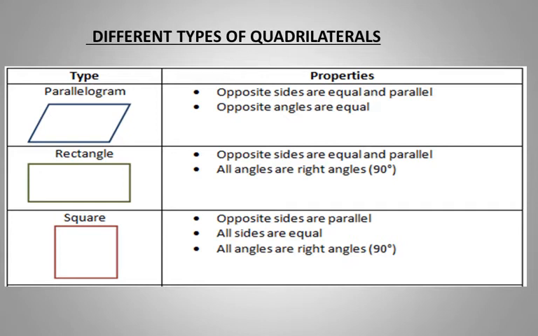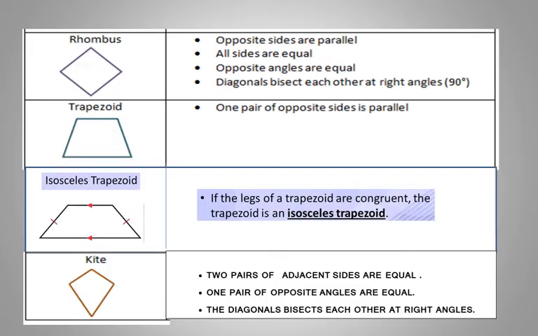So what is the second property of a rectangle? In a rectangle, all the angles are right angles, meaning all the angles are 90 degrees. This you all know already. We are only revising it. Next one, square. In a square, the opposite sides are parallel and all the sides are equal. The next property is that all angles of a square are right angles, same as a rectangle. The next quadrilateral is rhombus. In a rhombus, the opposite sides are parallel, all the sides are equal, and the opposite angles are equal. Then the diagonals bisect each other at right angles.